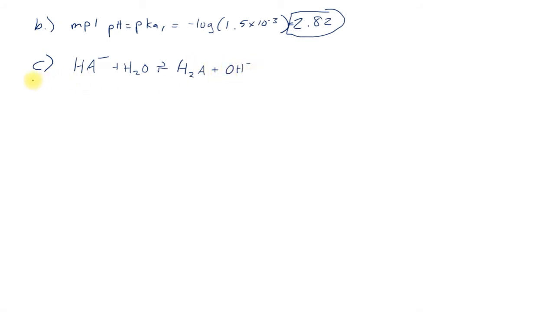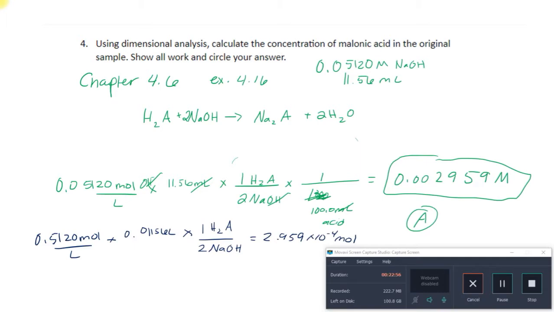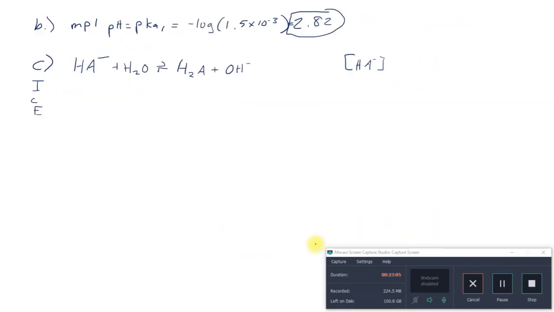All right, and then you're going to do an ICE table. Now, our initial concentration is a little bit tricky, and here's why. The number of moles of HA minus that forms is based on the number of moles of H2A that were there. And I didn't explicitly calculate it here, but I'll do so right now. If you broke the calculation down a bit more than I did, then you would have already had this and you don't have to redo it. But we have this many moles in the beginning. And so that means at that point I still have that many moles.